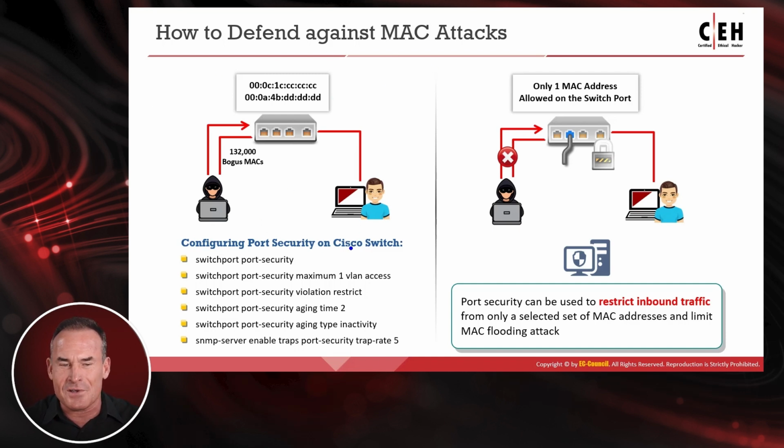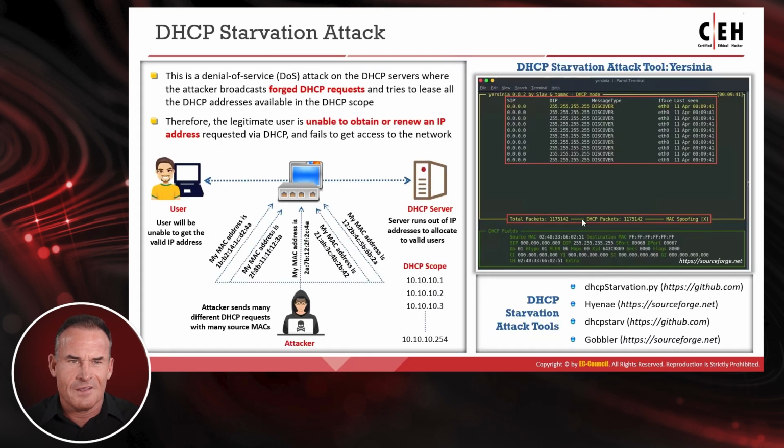Port security on the Cisco switch configures the switch to restrict to, say, only one MAC address allowed on the port, and that shuts down MAC flooding dead in its tracks. One of 131,000 required per minute. It also shuts down DHCP starvation attacks, which we will talk about in a later slide. Speaking of DHCP starvation attacks, I was thinking it was two slides from now, but I guess it's one.